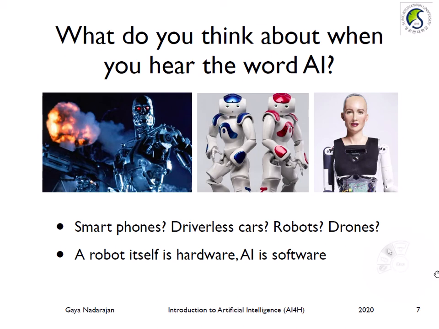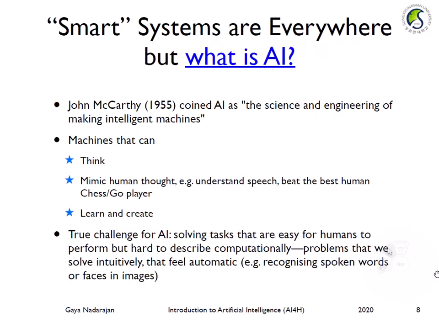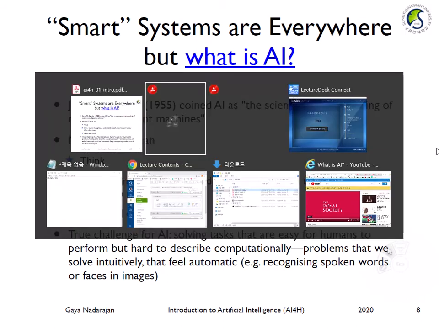So the robot itself is hardware, right? The robot itself has to be built. But the robot, just as a machine, however it looks, is not AI. It's just hardware. AI is the software, it's the brain of it, what is getting the robot to do the so-called intelligent things. Smart systems are everywhere, but what is AI? Let's just look at a quick video.